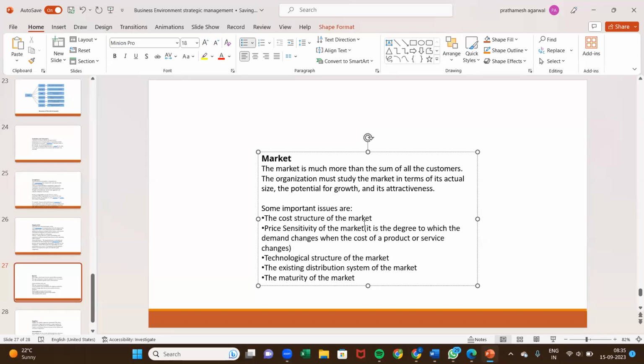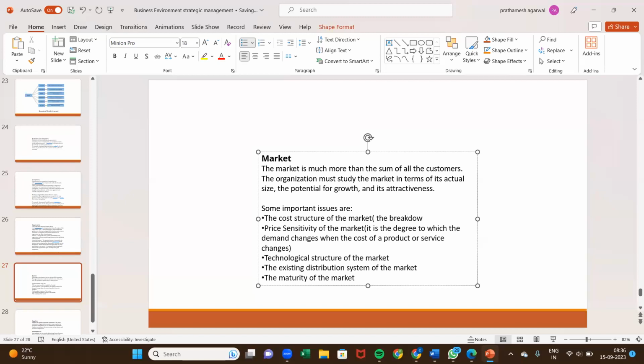Is it clear? Then what is the cost structure of the market? Any idea? Cost structure of the market? Anyone can tell me? Commerce students? I'm just telling this for you. The cost structure can be the breakdown, right?